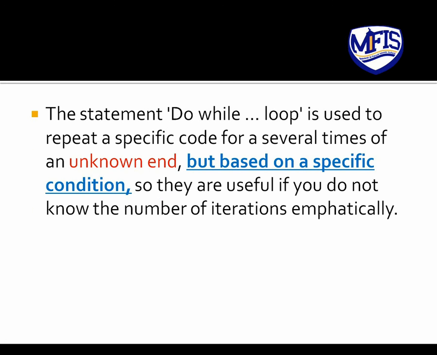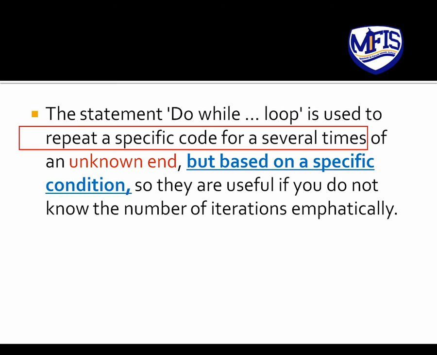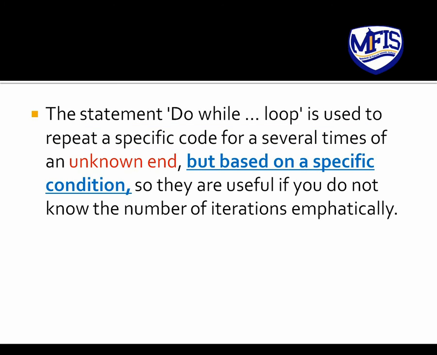The do while loop statement is used to repeat a specific code several times when the end is unknown. This is the opposite of for next. We said in the previous video that for next is used when I know the end value. But with do while loop, I don't know in advance the number of iterations. I don't know the end value, but it is based on a specific condition. So it is useful if you don't know the number of iterations.